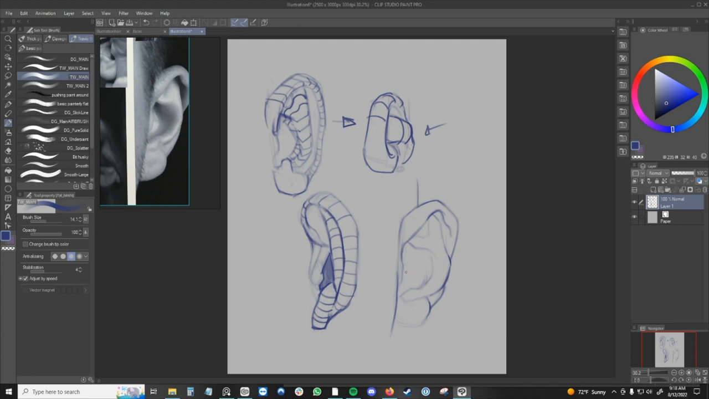And we don't really see the concha directly from this angle. This is more of a straight-on view, like what you'd see if you're looking at somebody directly, the front of their face. Whereas this is more of a three-quarter situation. This obviously is kind of like a three-quarter back situation.